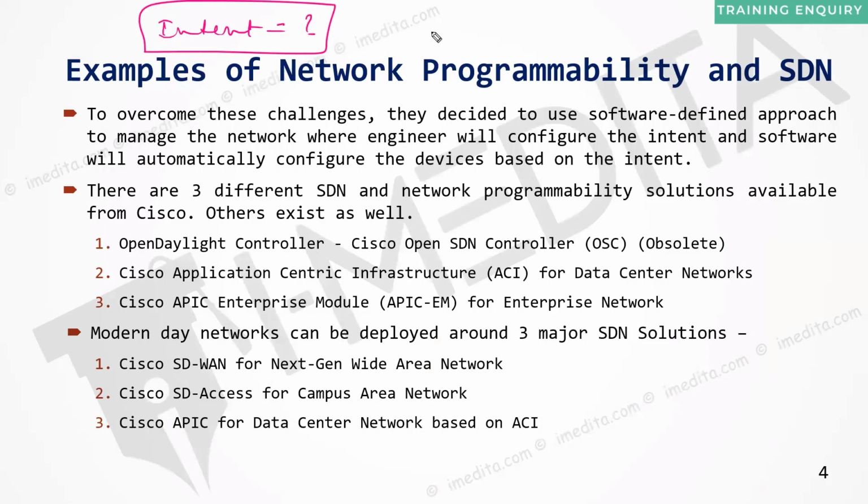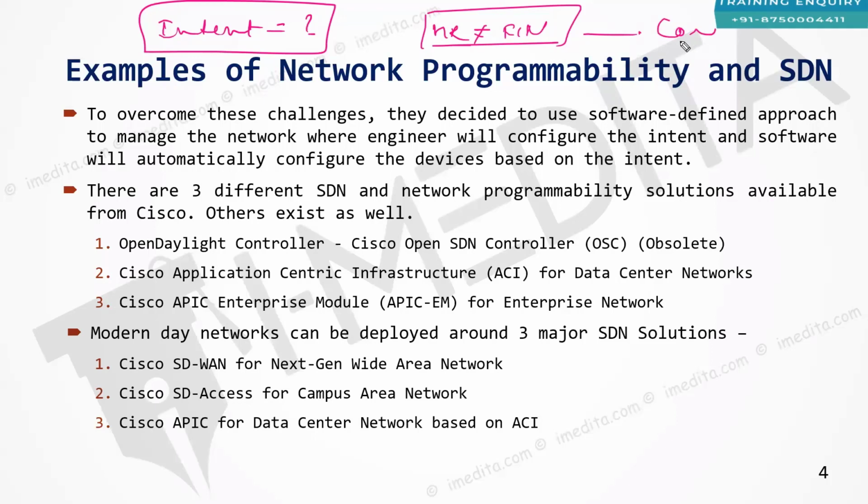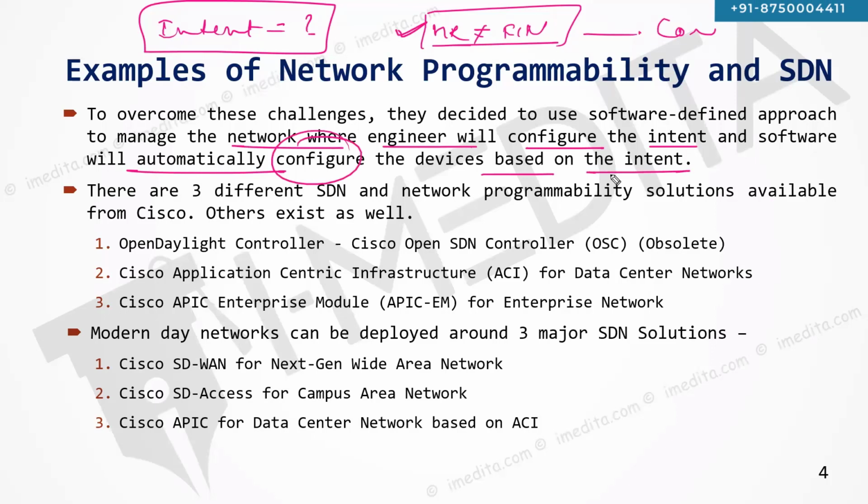Okay, I want to achieve that the HR department should not be able to communicate with the finance department. This is my intent. This is what I want to configure. I will tell the controller my intent, and the controller is going to take the intent, convert it into configuration, and push the configuration onto the devices to make this happen. The network engineer configures the intent, and the software automatically configures the devices based on it.